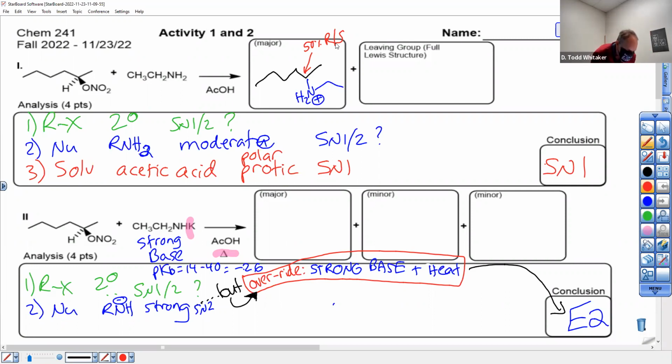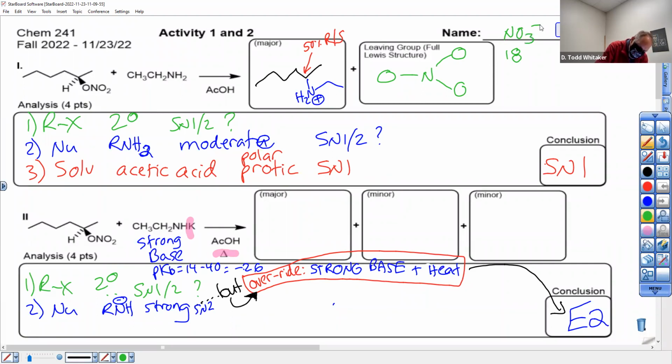Leaving group. This is one where the leaving group is the conjugate base of nitric acid. How do I know that? ONO2 is N with 3 O's and a minus charge. That's nitrate, correct? Nitrate is the conjugate base of nitric acid. Let's draw nitrate. You got your 3 O's. You got your 18 for oxygen. This is NO3 minus, by the way. That's my name today. NO3 minus.